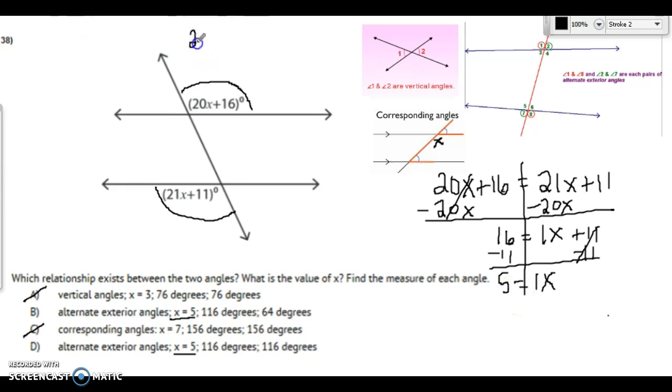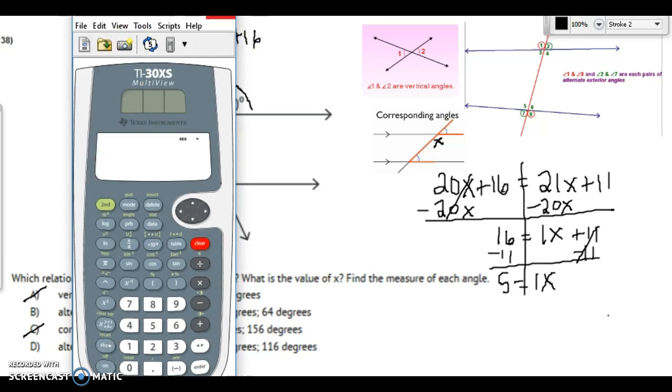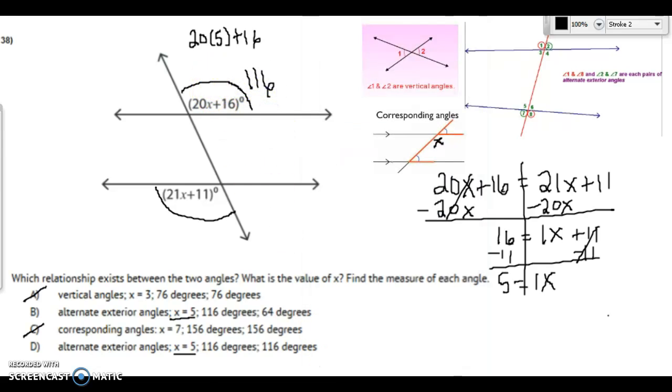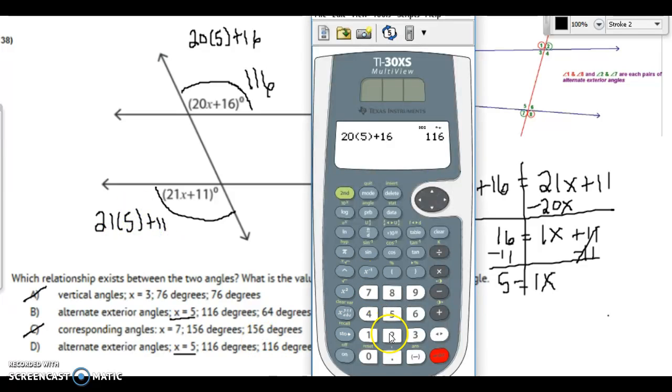So now we have to substitute it in to see what each angle is. If I go up here and substitute in a 5, I can pull up my calculator and type in 20 times 5 plus 16. And then I can do the same thing for the other one. I can plug in a 5 here: 21 times 5 plus 11.